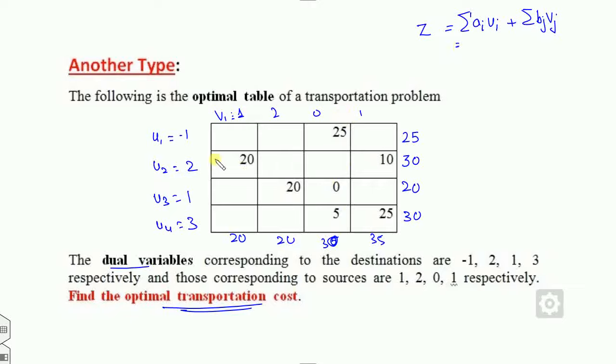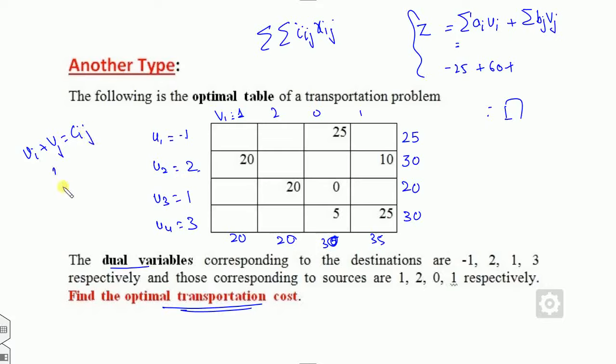So how do you calculate that? Minus 1 into 25, plus 2 into 30 and so on, 1 into 20, 3 into 30, plus this and this way. So that will be the answer. The answer obtained this way as well as the sum of Cij Xij are the same. Here Cij you have to calculate using the rule ui plus vj is equal to Cij for the basic cells. So that is one of the most important points. This is mostly asked in quiz competitions as well as some other examinations.